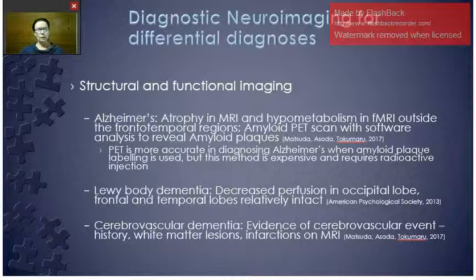dementia. Ruling out Lewy body dementia, we'd be more likely to see degeneration in the occipital lobe, and the frontal and temporal lobes might remain relatively intact in that case. And then checking for cerebrovascular dementia, we'd be looking for evidence of events like white matter lesions or infarctions on the MRI or on the fMRI.